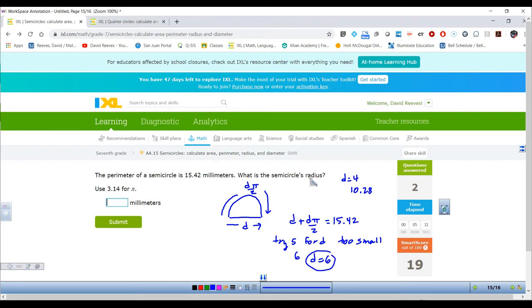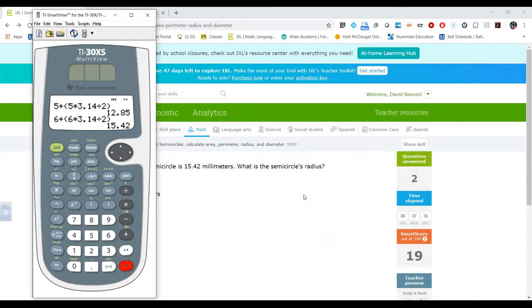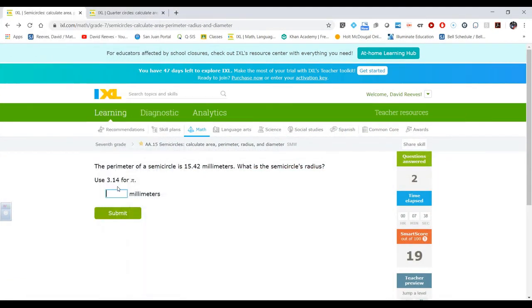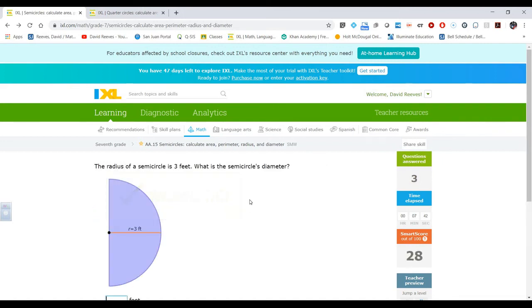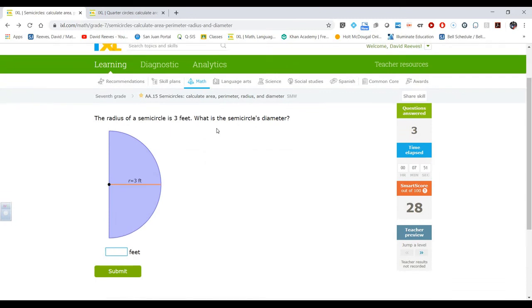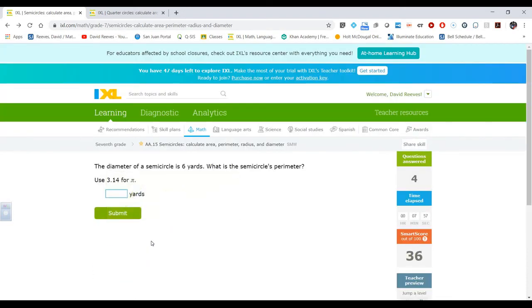But be careful. They asked us for the radius, not the diameter. And you know that the radius is half of the diameter, right? So I'm going to go in here and put in 3. And there we go. So the radius is 3. What is the diameter? You guys know that the diameter is twice the radius, so that's going to be 6.